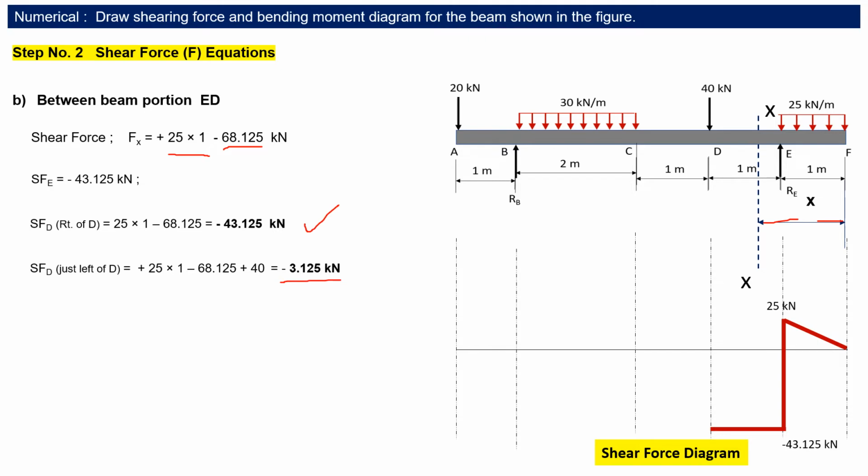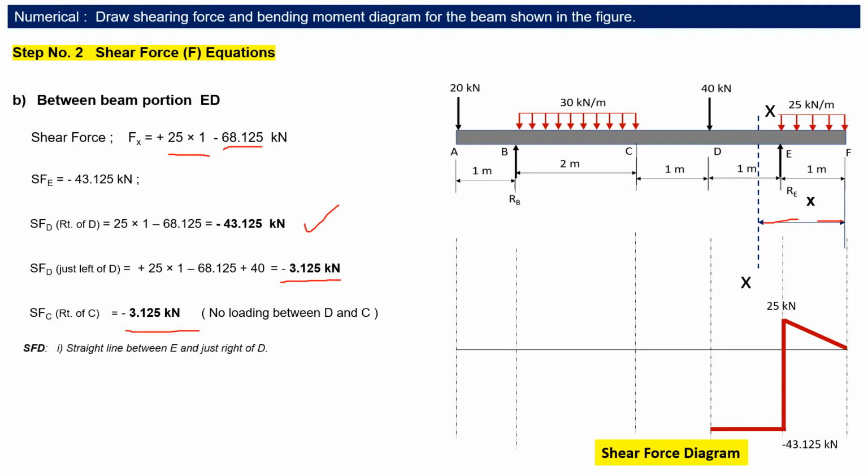Now again, the equation is a constant value. That means shear force is constant between E and D, and after that there is variation. As already discussed, whenever there is a concentrated load, either vertically downward or vertically upward, there will be a direct variation in the shear force, maybe from positive to negative, etc. So shear force just right of C, if we calculate, will again be minus 3.125, so it will remain constant between D and C.